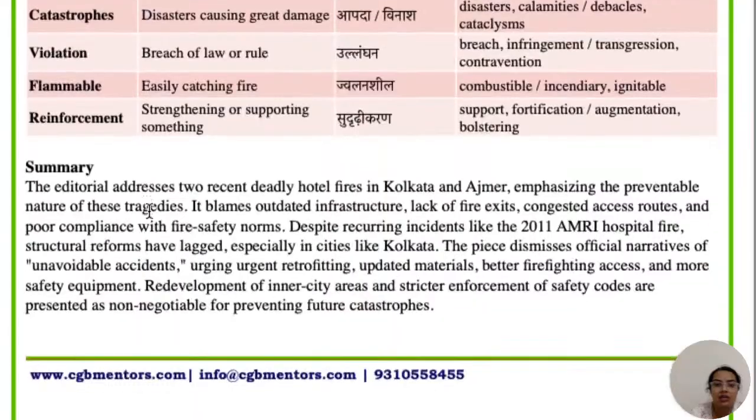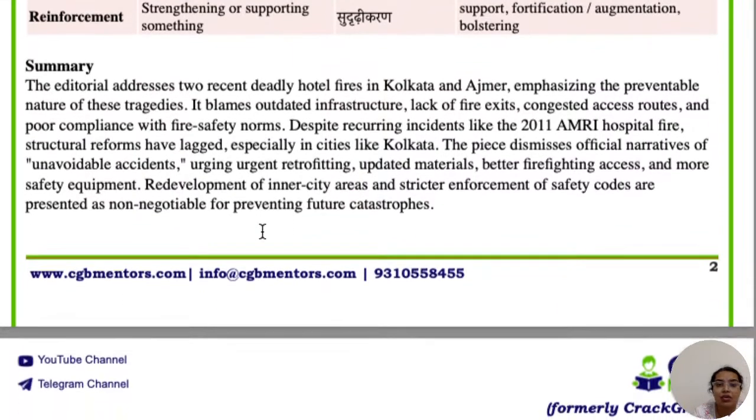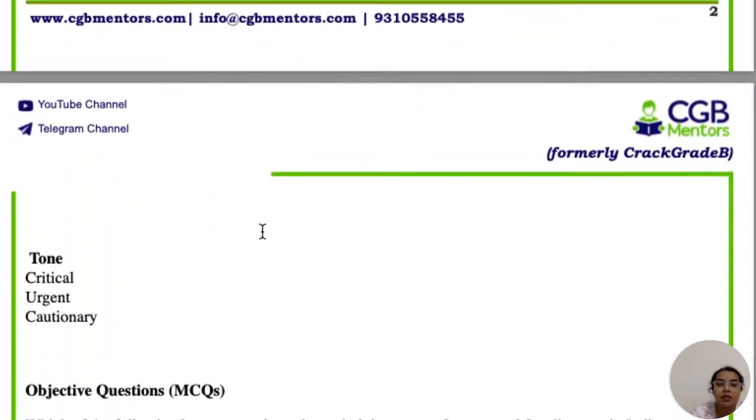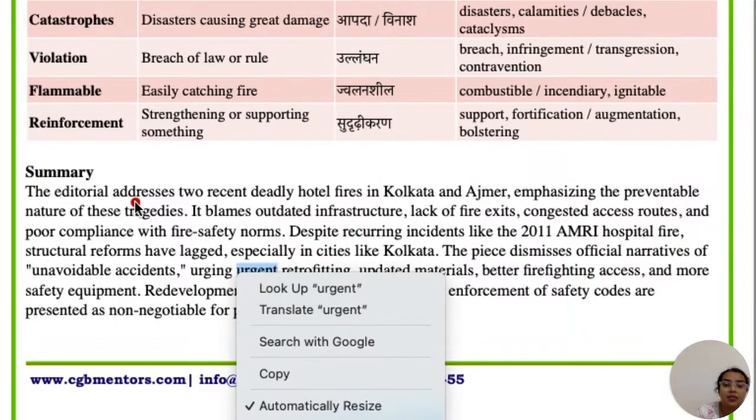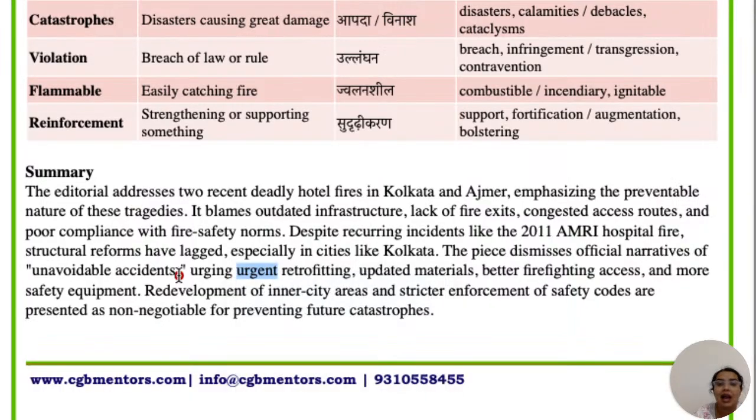So now the summary. First of all, I have included the tone as well. The tone of the passage was critical, urgent, and cautionary. Critical because of course the author is criticizing the lack of facilities, the lack of options for the people to save themselves. It is urgent and cautionary because he has suggested some things that we need to take care of, something that has happened a lot and has been happening a lot.